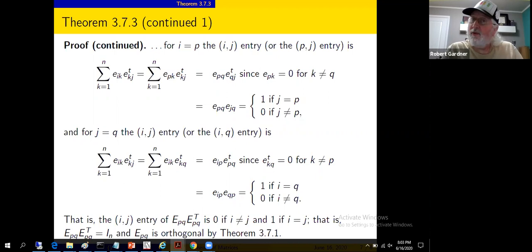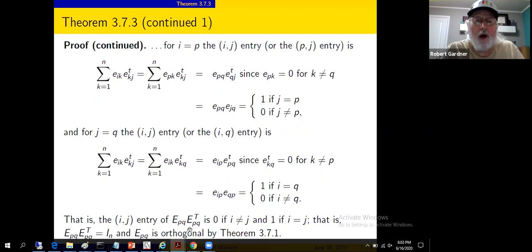So, here's where we are in the proof, a little bit lengthier than the first two from this section. We know that elementary permutation matrices, E sub PQs, represent swapping P's and Q's rows or columns, depending on whether you multiply on the left or the right. Those are orthogonal matrices. All right.